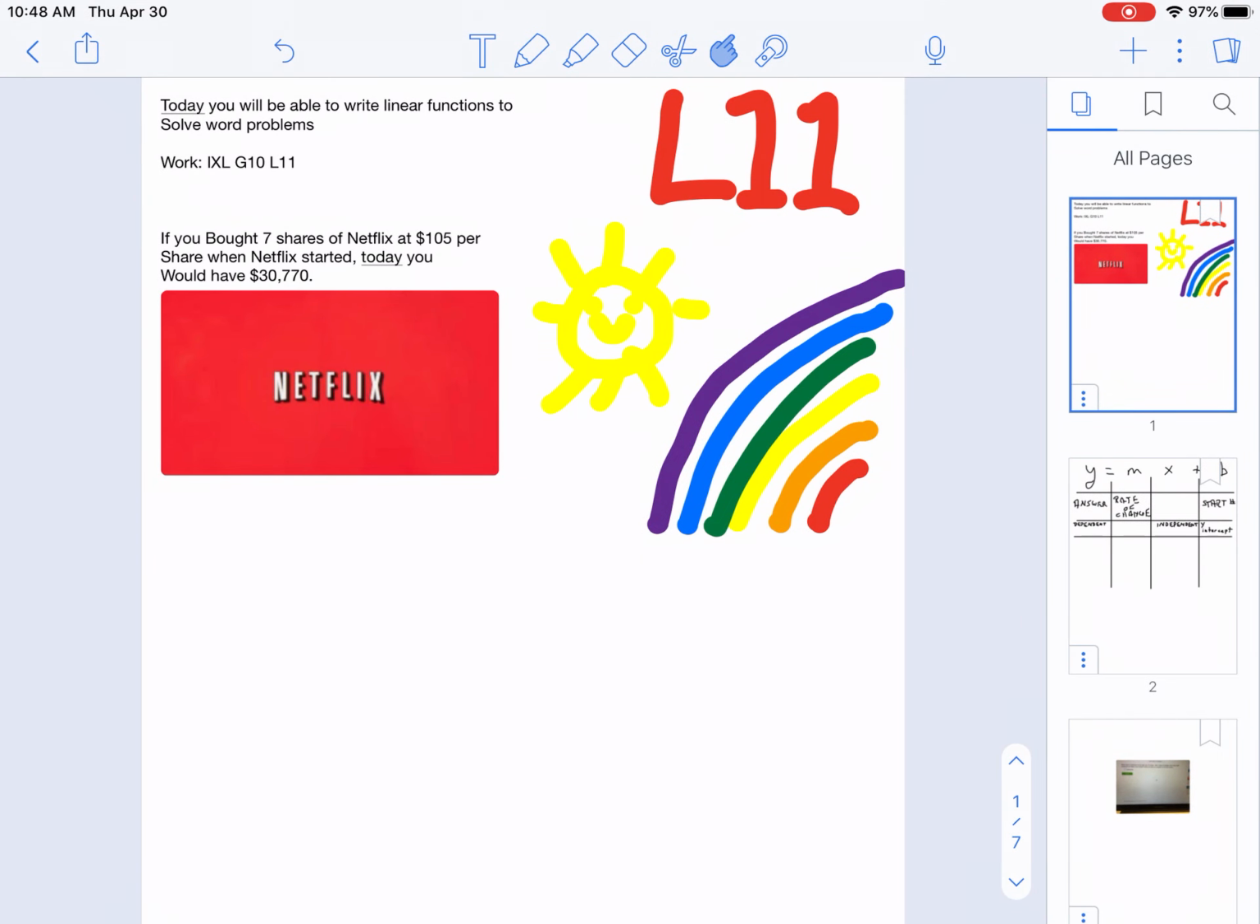Today you'll be able to write linear functions to solve word problems. The work is in IXL, grade 10, L11.